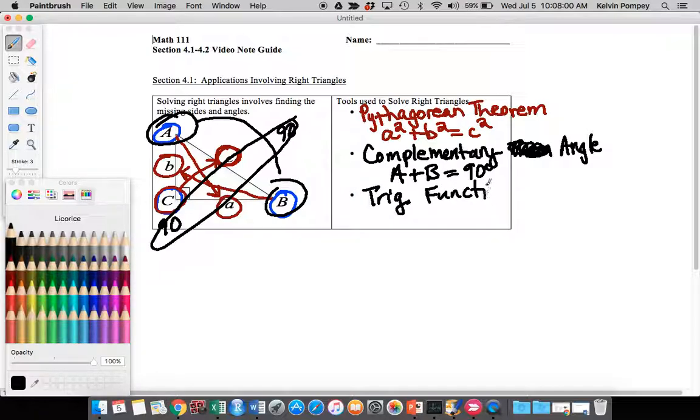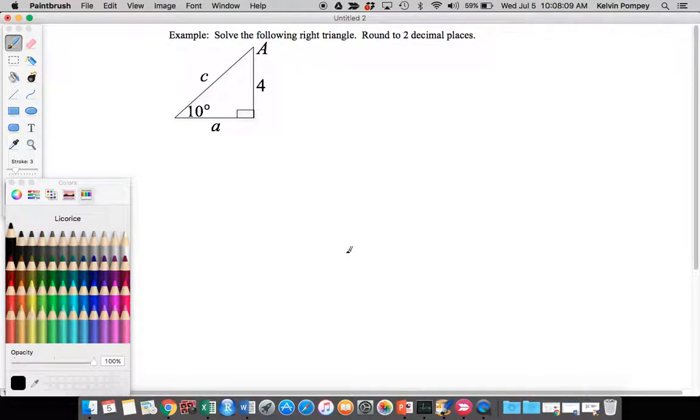All right, and the last thing that we can use is some trig functions. We may use a sine, cosine, or a tangent in order to help us figure out some of the missing sides or angles. Well, sides, basically.